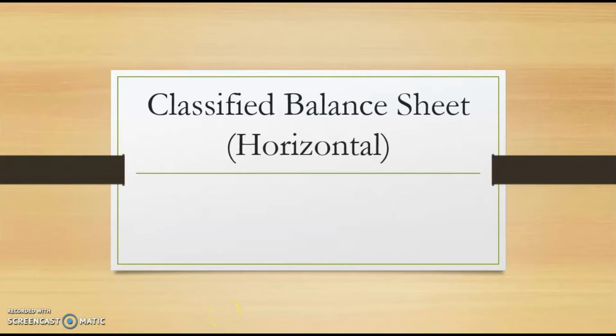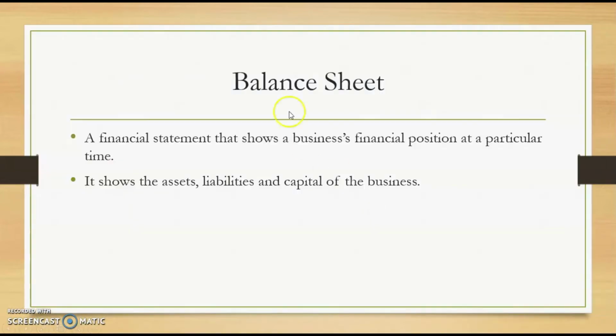Today we're looking at the classified balance sheet, the horizontal style. Alright, so let's get into it. First, we want to find out what a balance sheet is. It's a financial statement that shows a business's financial position at a particular time. And when we talk about the financial position, we're talking about the assets, liabilities, and capital of the business.